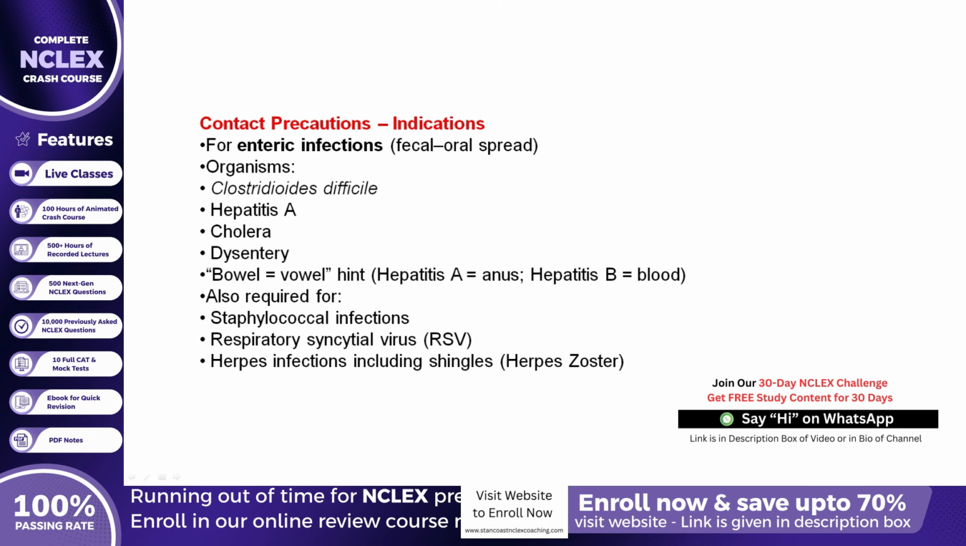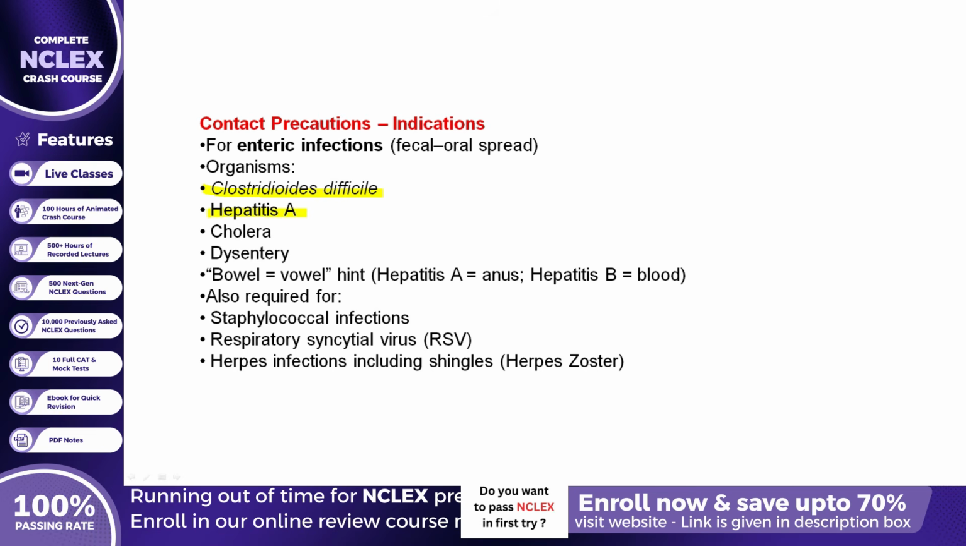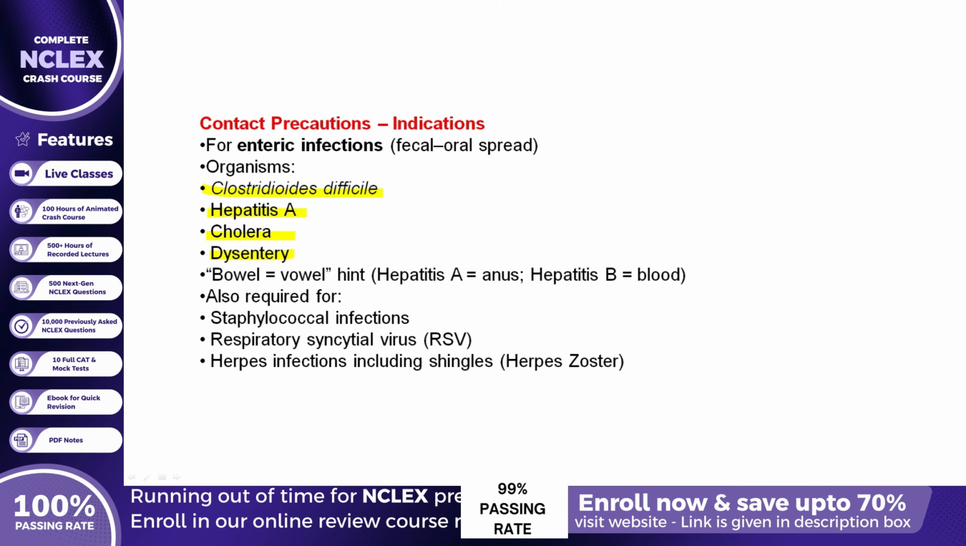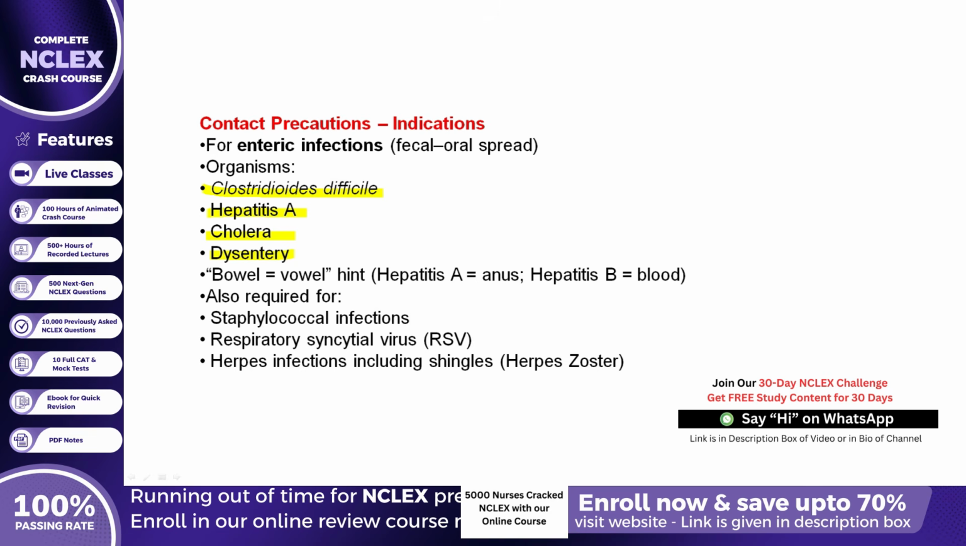Then we list the organisms, including Clostridioides difficile, hepatitis A, cholera, and dysentery. Next, here is the easy memory hint: bowel equals vowel, meaning hepatitis A is associated with the anus, while hepatitis B is associated with blood. Following that, contact precautions are also required for staphylococcal infections, respiratory syncytial virus, and herpes infections including shingles, also known as herpes zoster.